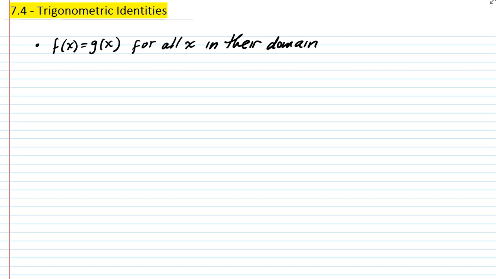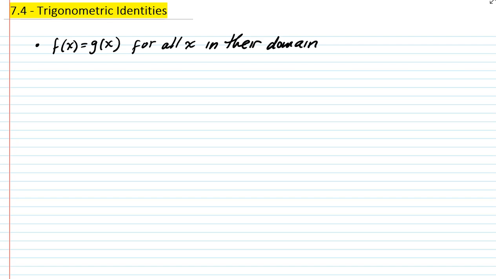So let's begin with the idea, what is an identity? An identity would be something like this: f of x is equal to g of x. We say that this is an identity provided the two functions are the same for all x in their domain. And that's all an identity is. It's just an equivalent expression.